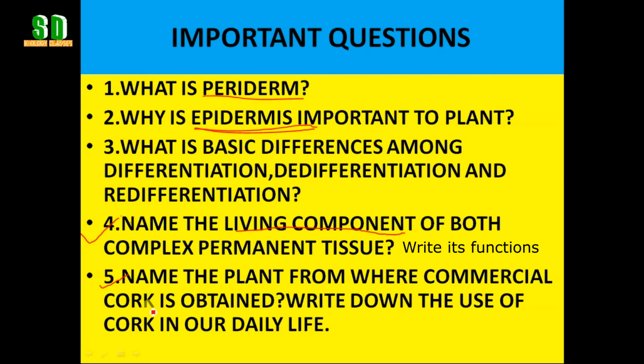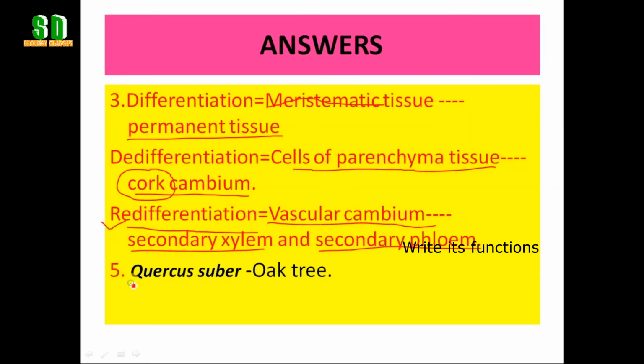First of all, let us talk about how we can use cork in our daily life. First of all, it is used as an insulator. Secondly, it is used as a shock absorber, and it is also used to make sports goods like the shuttlecock. So these are the basic uses of cork. Name the plant from where commercial cork is obtained. Commercial cork is obtained from an oak plant called Quercus suber. This is the scientific name of the oak tree.